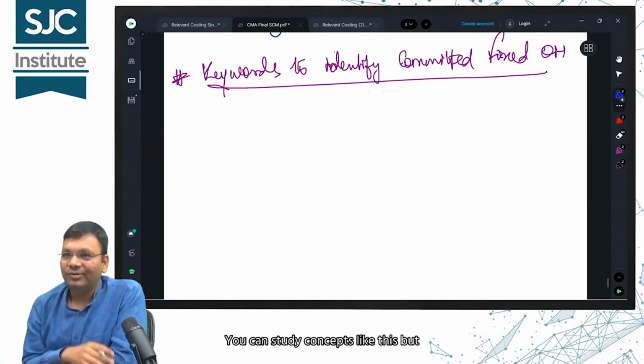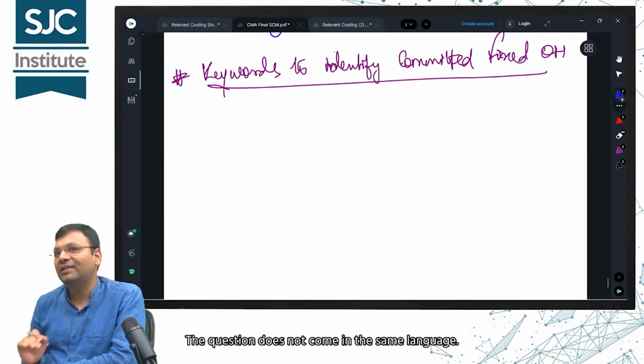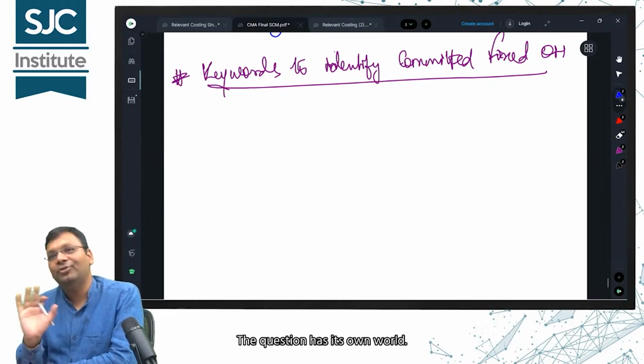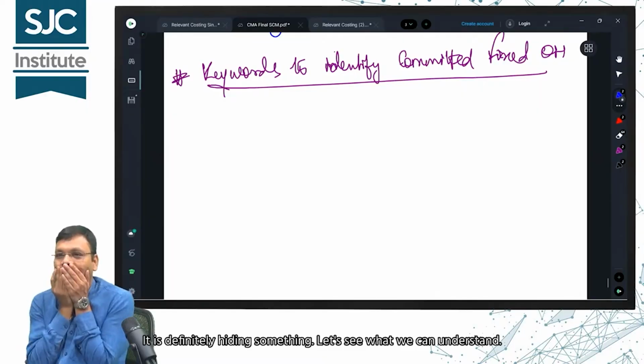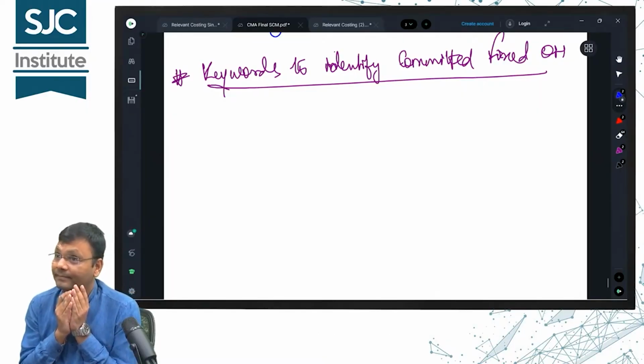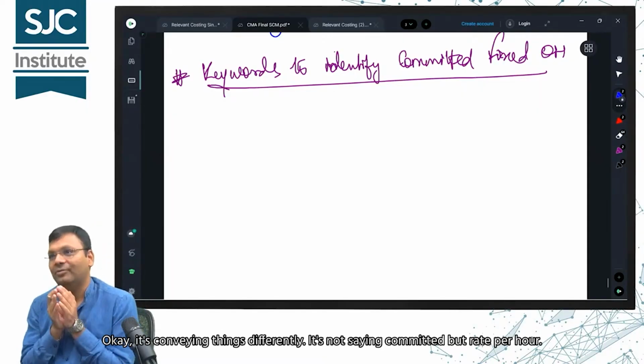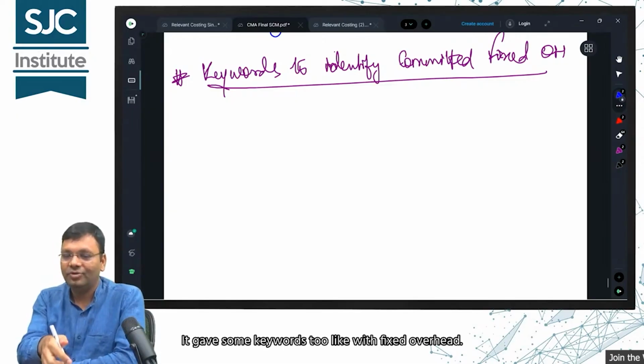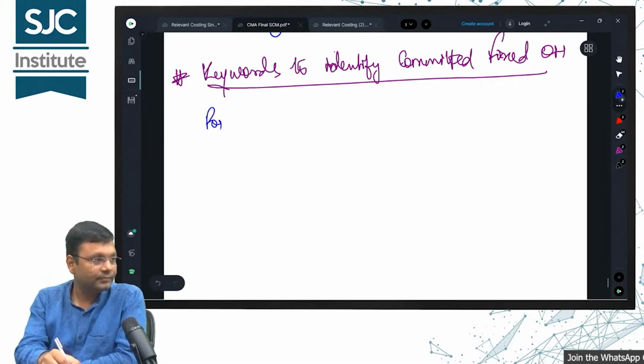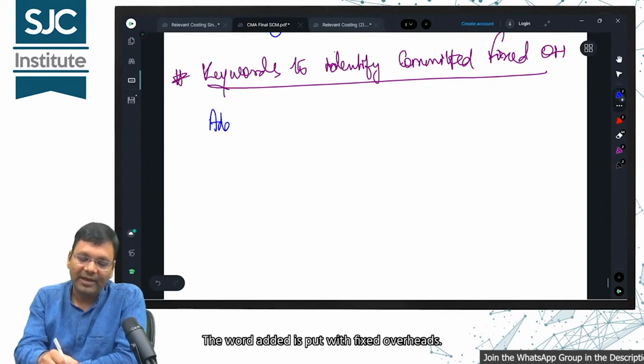Interesting, right? So you have to understand the question this way. You can study concepts like this, but the question does not come in the same language. The question has its own world. It is definitely hiding something. Let's see what we can understand. It's conveying things differently. It's not saying committed, but rate per hour. It gave some keywords too, like "with fixed overheads." A word is added.